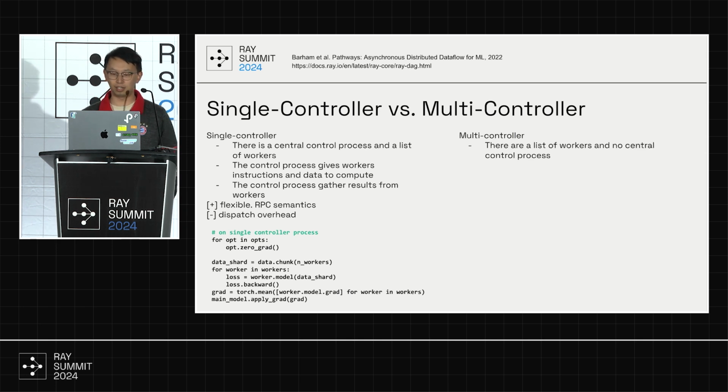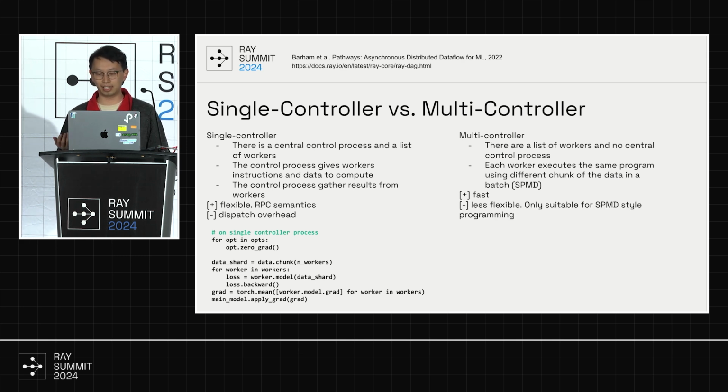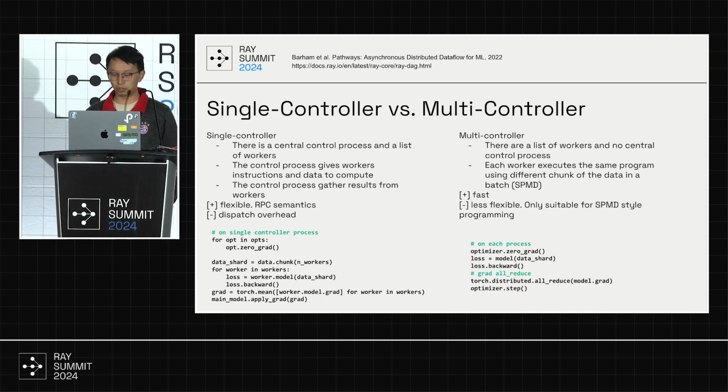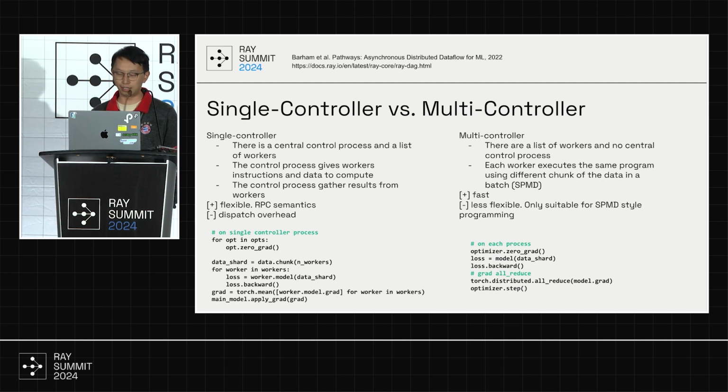On the contrary, what multi-controller does is that I have a list of workers and there's no central control process. Each worker executes the same program using a different chunk of the data in a batch, in an SPMD style. It's very fast, but less flexible, because each worker has to execute the same code with just different chunks of data. Here's the example: on each process, we do optimizer zero grad, then forward and backward. Communication between different workers is done via NCCL, NVIDIA's collective communication library.